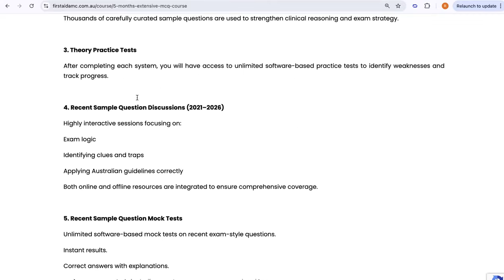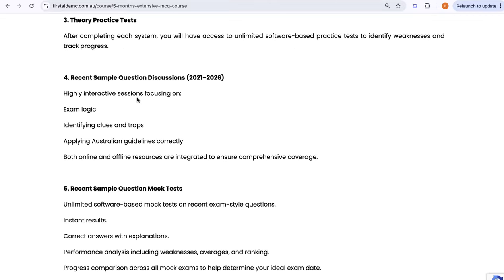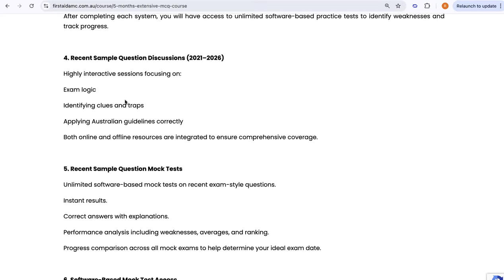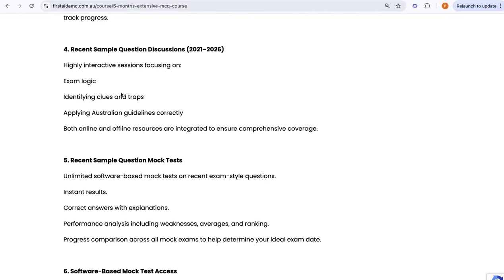In between the theory classes, you also go into those recall or sample question based classes. We try our best to cover as many questions as we can. Make sure you understand the topic, and make sure you understand the important things for the exam. So these are the most important classes that you will have.